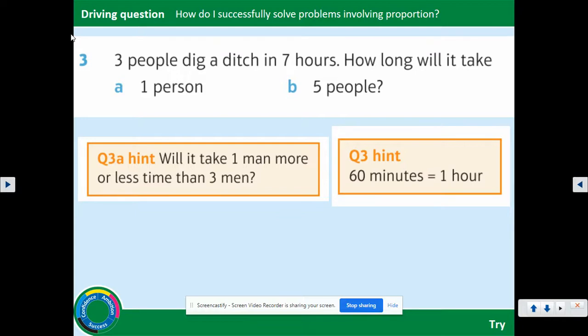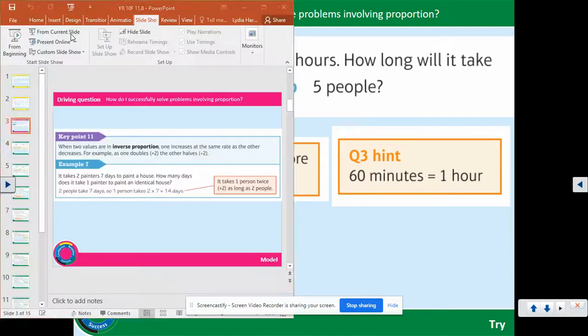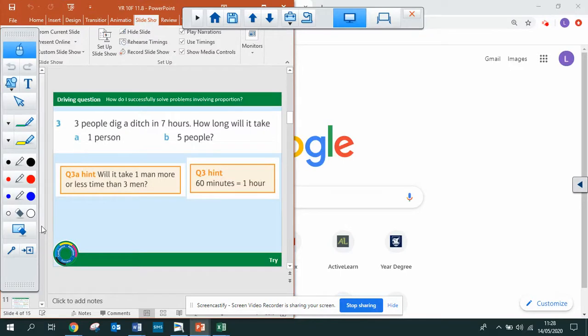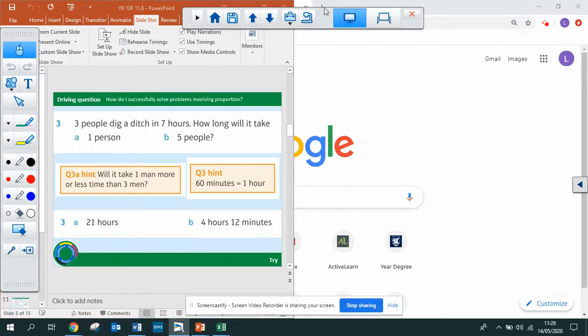Okay, so you have a question now to try. There's 2 hints on there to help you, but please pause the video and play when you're ready to go through the solution. Okay, so I'm going to put the answers on the screen, and then I'm going to go through the solutions with you and talk you through the reasoning for that.